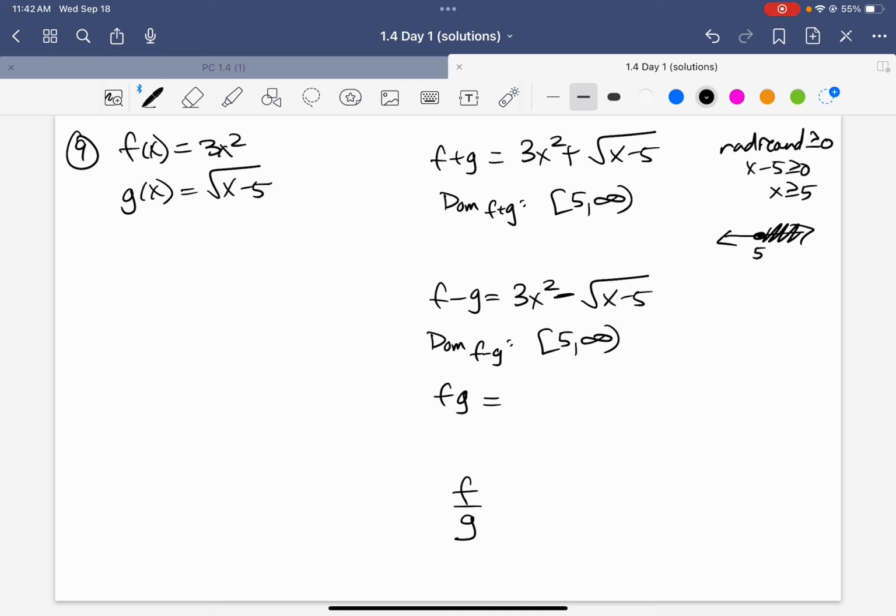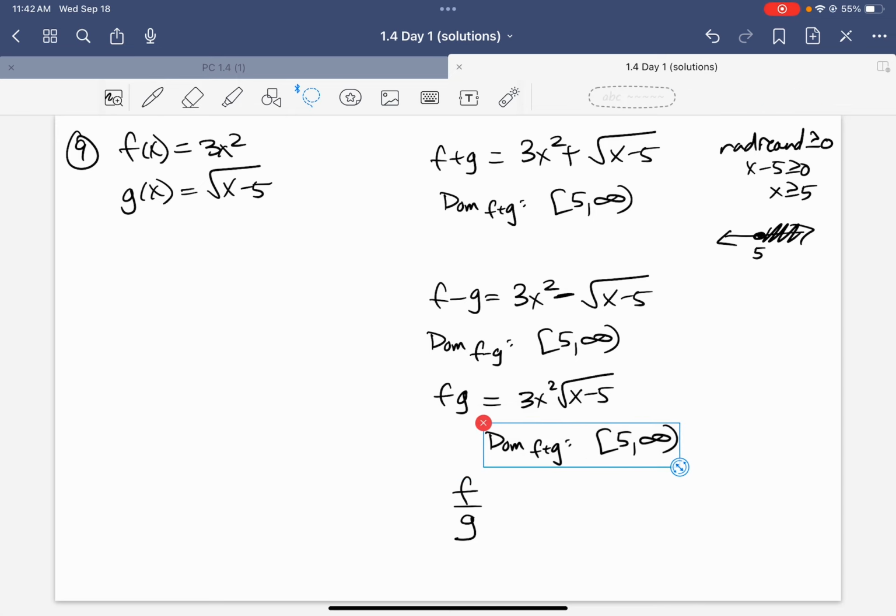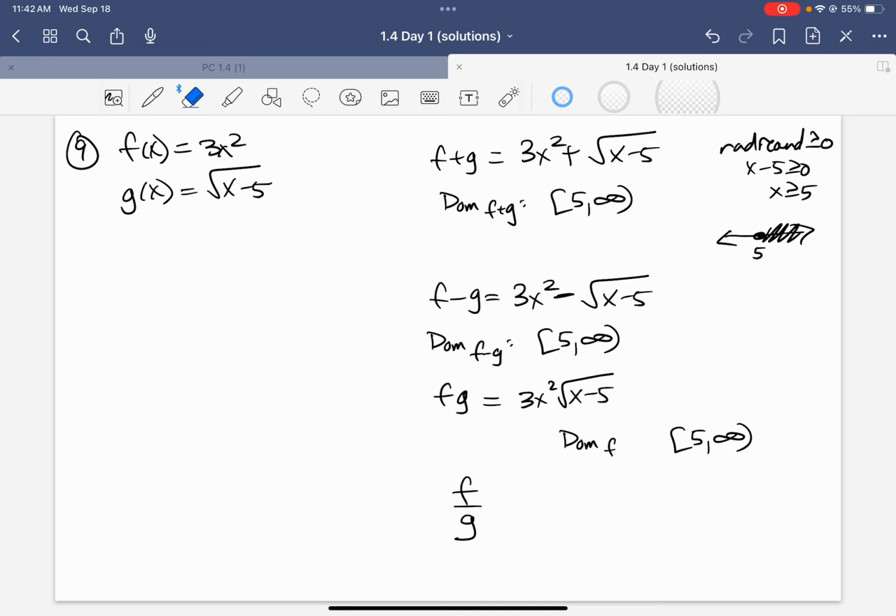When we multiply them together, you're going to get this times the square root of x minus 5. And again, I think the only thing you want to make sure that you don't do, if you're doing the domain of fg, again, x must be greater than or equal to 5, because this is still the only problem every time for those three functions.